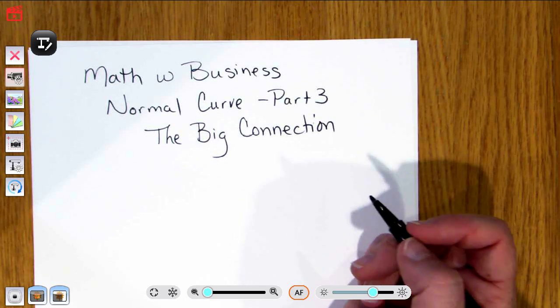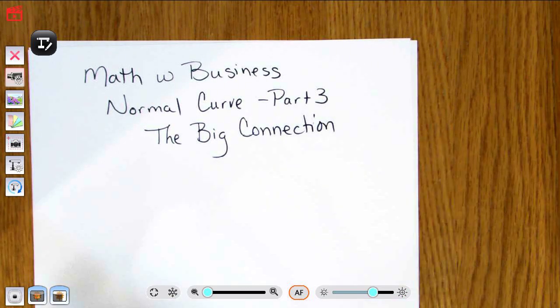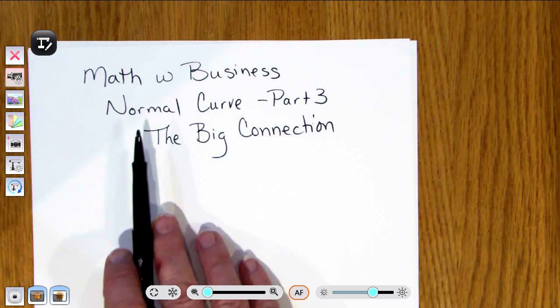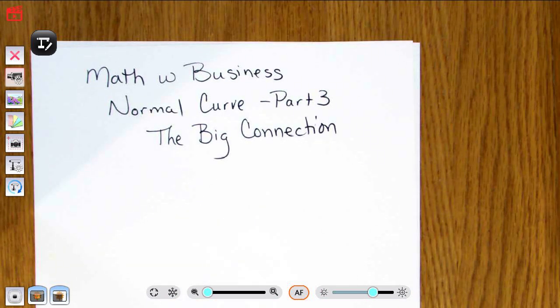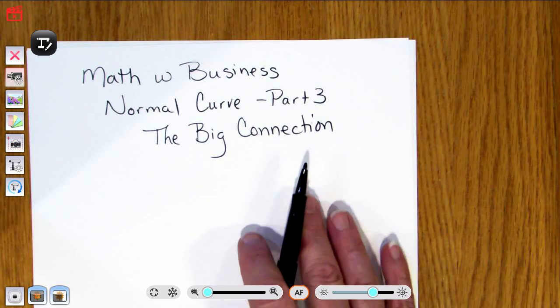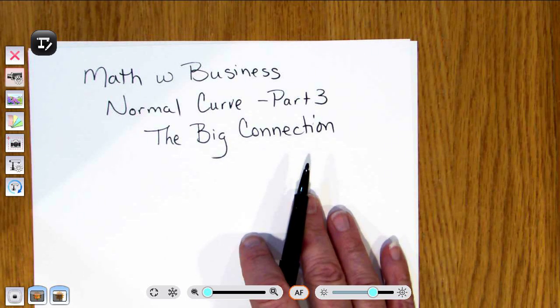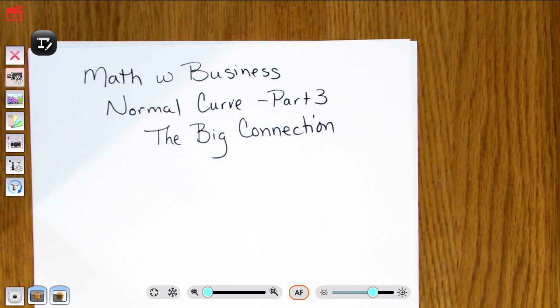Hi everyone. We are going to now make the big connection. We're going to connect real world problems to the standard normals so we can answer just about anything we'd like to using normal curves. If it's a normal curve distribution of any kind, we can figure them out.